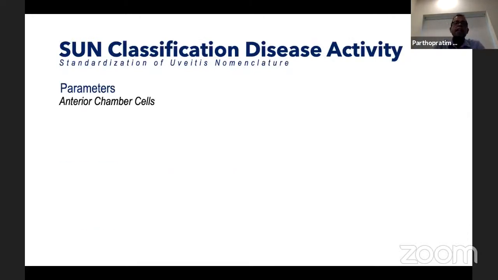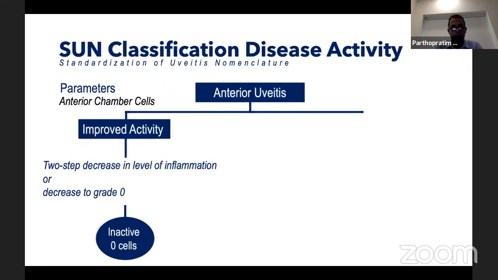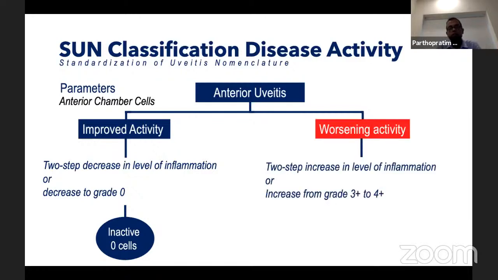Now, if you go to the SUN classification, the Standardization of Uveitis Nomenclature, they have given us two parameters. One is anterior chamber cells, another is posterior chamber, that is vitreous, cells. Coming to anterior uveitis, improved activity means a two-step decrease in the level of inflammation, or a decrease to grade 0, which is termed inactive. So the main aim of treatment in anterior uveitis is 0 cells, which is theoretically possible, but practically very difficult to achieve. But our goal should be to achieve complete remission with 0 cells.